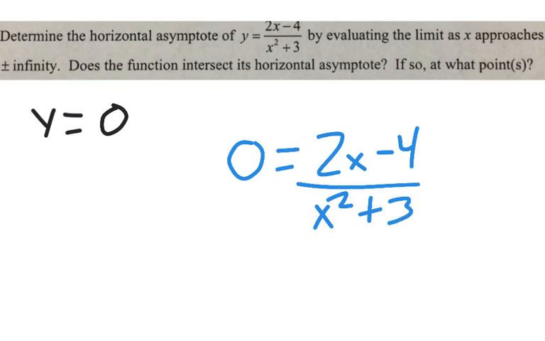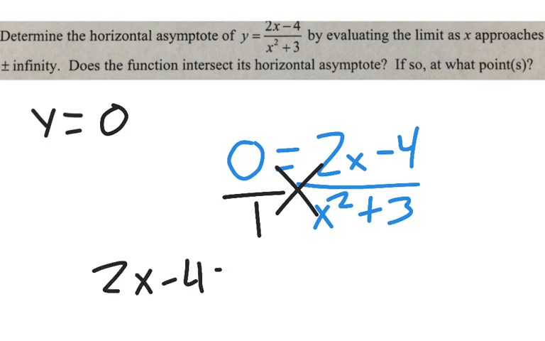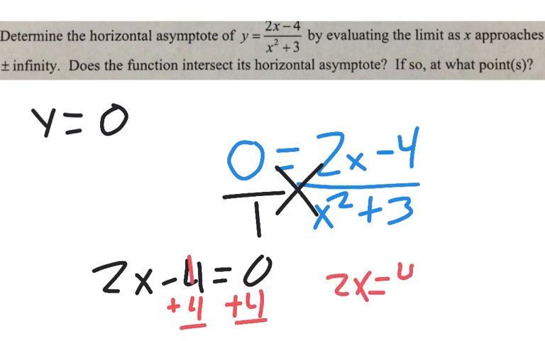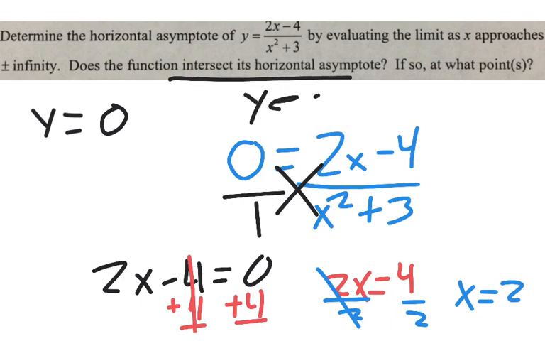I should put this over 1, cross multiply. 0 times x squared plus 3 is 0. So 2x minus 4 equals 0. Add 4. 2x equals 4. So does the x exist where y is 0? It does. So it does intersect with it at 2, 0.